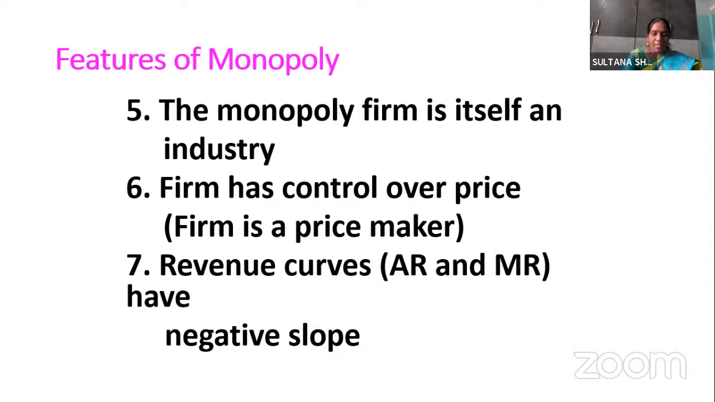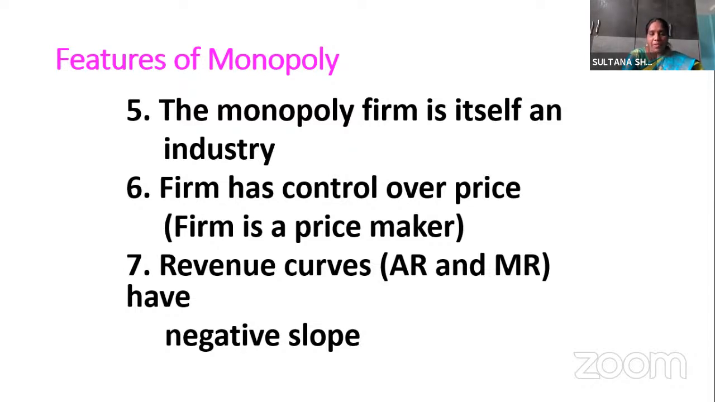And also we can observe that a large number of buyers are there. When I have only one product, but this product is demanded by so many buyers, what will I do? If the demand is more, I can fix the price. I can control the supply also. It means quantity also. How much quantity I have to sell at what price, I can fix. So that's why the firm has control over price.